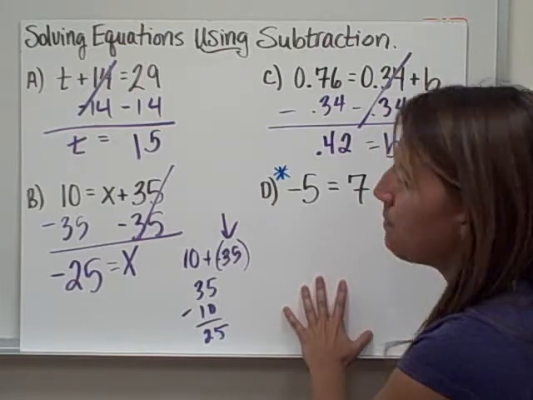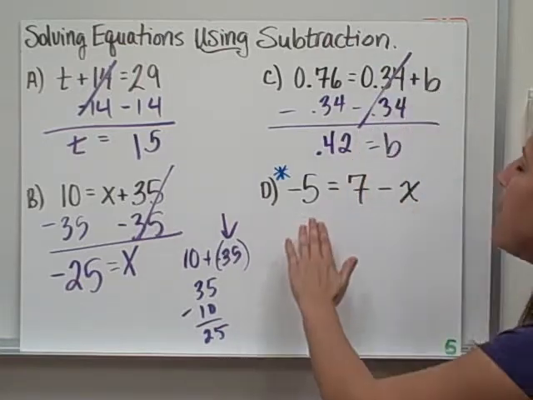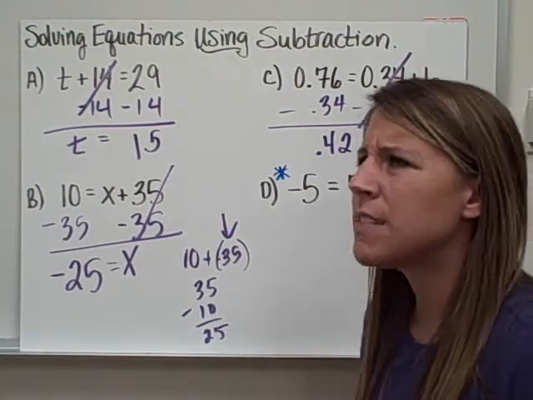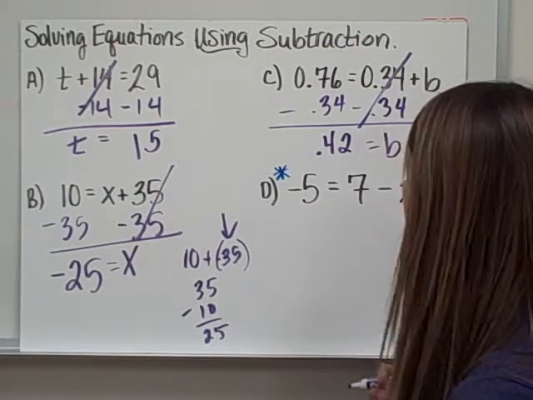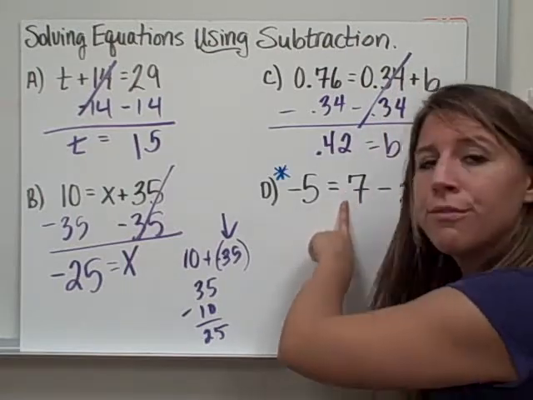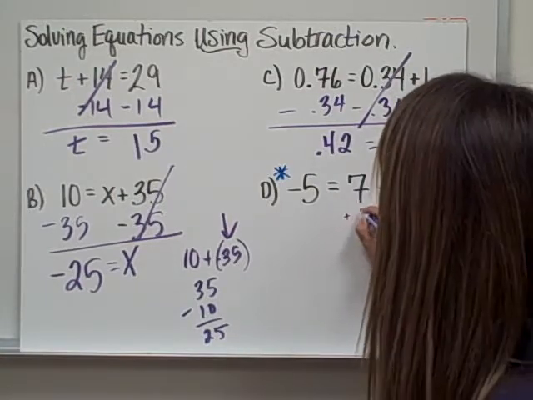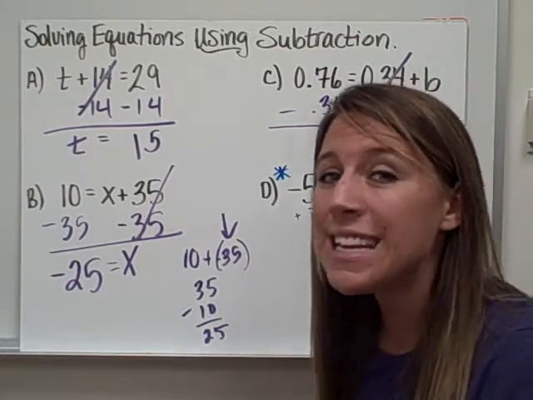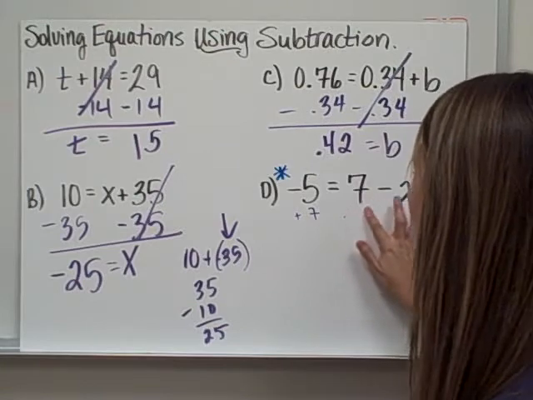And then we have example D. Example D is very special because I have negative 5 equals 7 minus x. Now you're saying the opposite of subtraction is addition. So I'm just going to add 7 to both sides. Well, is 7 negative? If I add 7 to both sides, let's see what happens. If I add 7 and add 7, what's 7 plus 7? I need it to be 0. It's 14. So that actually can't work.